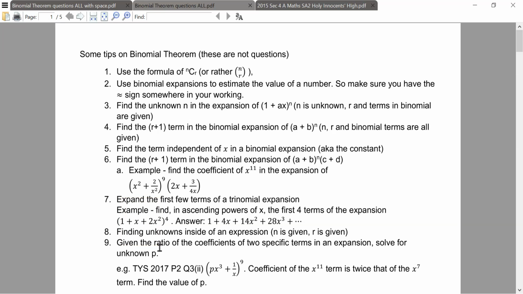Tricycle means 3. And then the whole thing is raised to the power of 4. You are expected to solve this. Then the question will be asking something like, find in ascending powers of x the first 4 terms of the expansion. Bracket 1 plus x plus 2x squared, close bracket raised to the power of 4. The answer will be 1 plus 4x plus 14x squared plus 28x cubed. You're expected to be able to expand this.